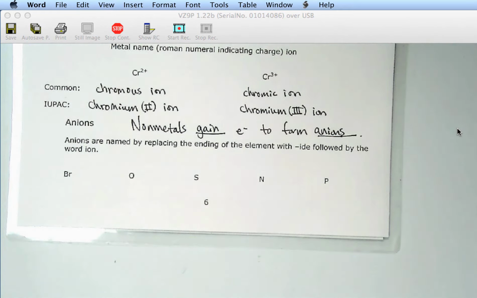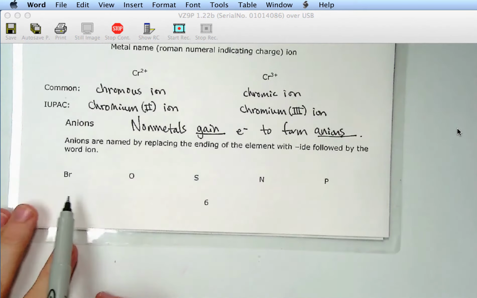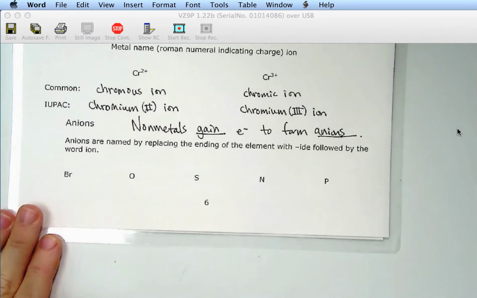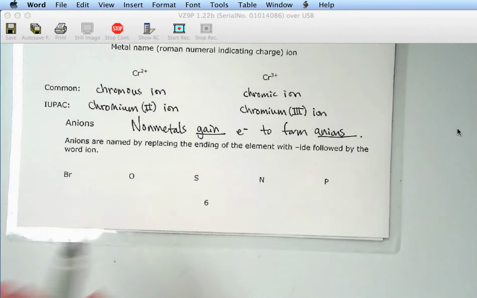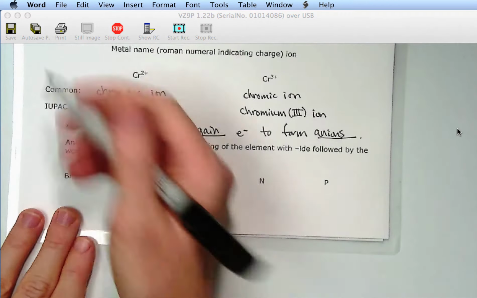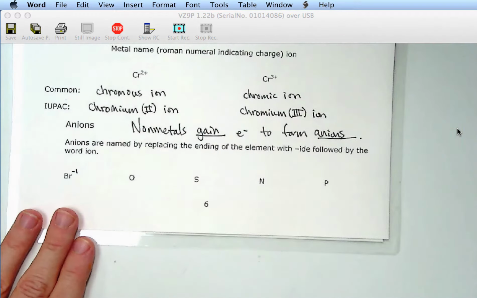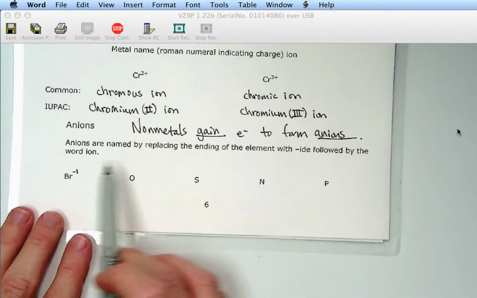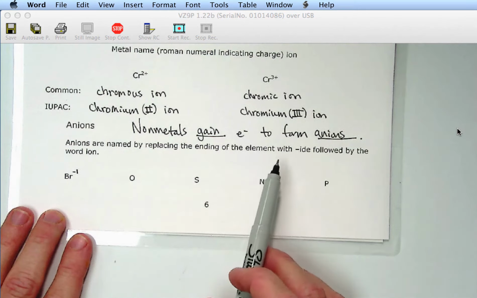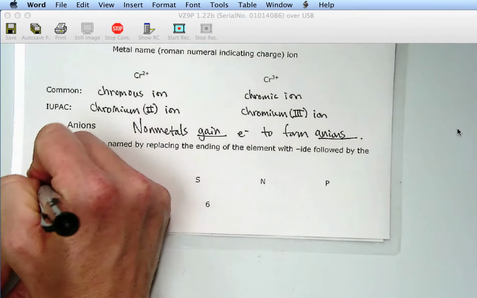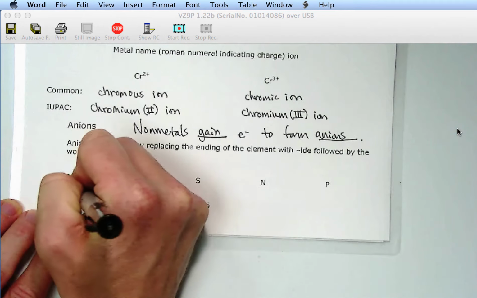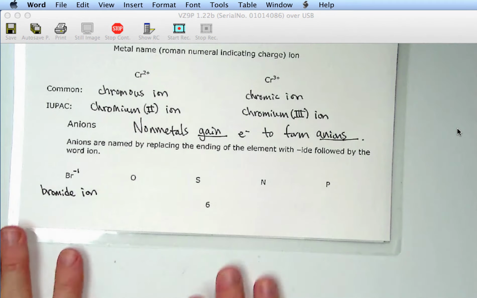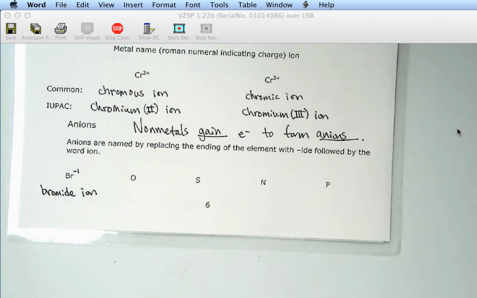So now we're going to learn how to name anions. What charge does bromine form when it makes an anion? -1. So the way you name that ion, it's not bromine ion. You replace the ending of the element with "ide," followed by the word ion. So this is bromide ion. Some of you were picking up on that earlier when I would say sodium ion, chloride ion.